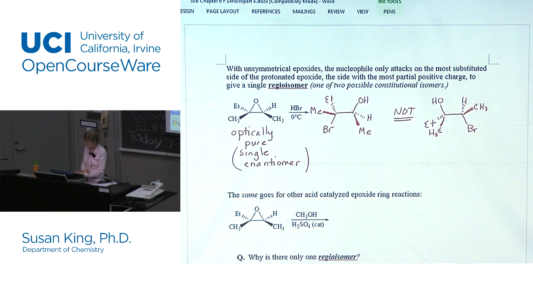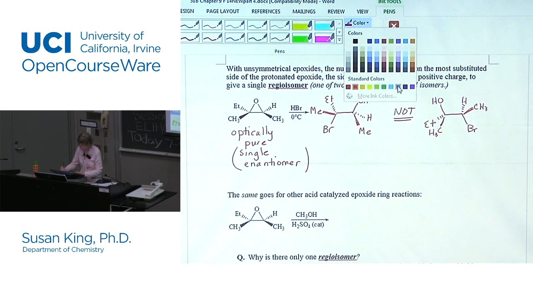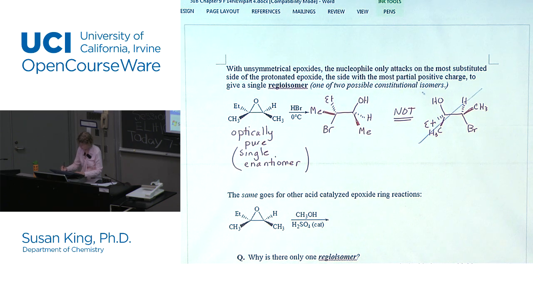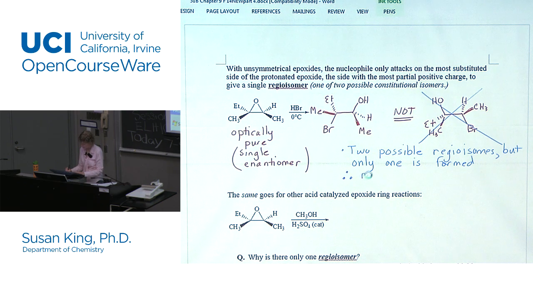All right, so that means that in the first product we attack on the left-hand side and in the second product we attack on the right-hand side, and we don't get any of the second product. So let's put a big X through that. We don't get any of that. There are what we call two possible regioisomers, but only one is formed. So we call that a regioselective reaction.